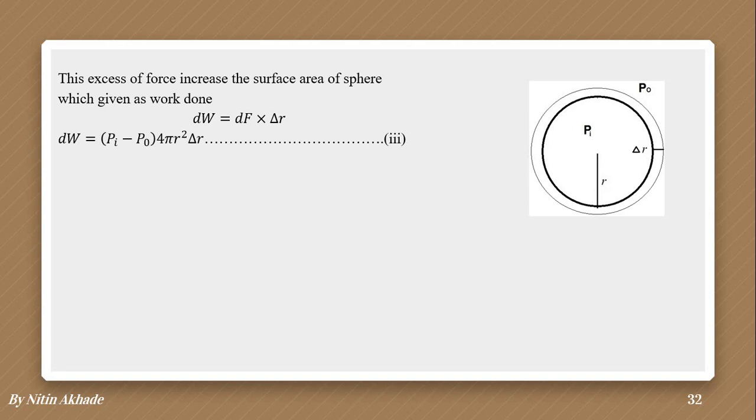So by definition, dW is equal to dF into delta R. So what is the excess pressure from equation number 2? That is on the last page. So we have (Pi minus Po) multiplied by 4 pi r square into delta R, from equation number 3. Now consider equation number 1. What is equation number 1? That is dA is equal to 8 pi r into delta R.